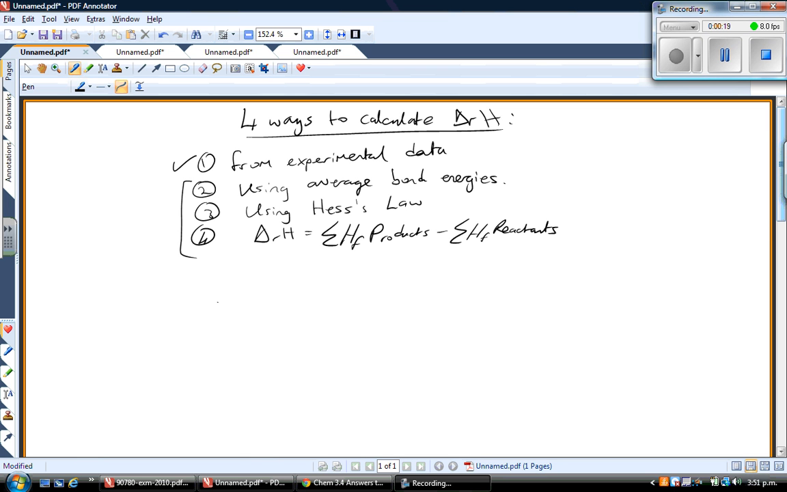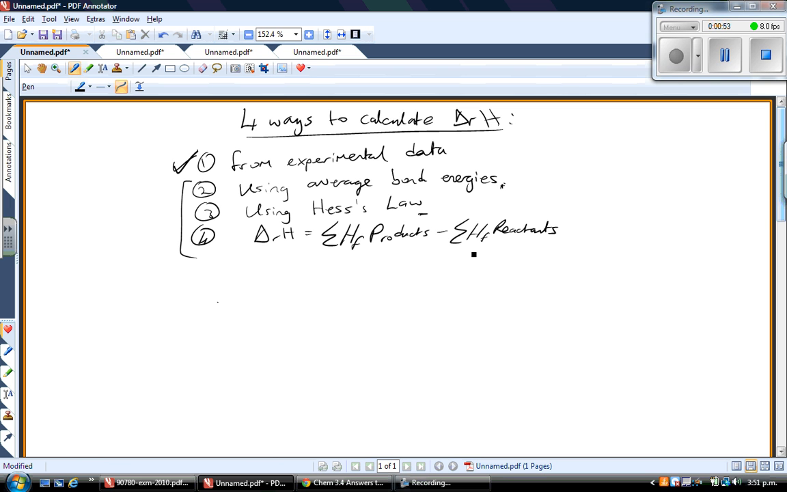Now, we'll assume it was covered well in week 11 in review last week, the first way, which is to calculate the enthalpy for a reaction from experimental data, so that is covered. In this video I'm going to cover using average bond energies, using Hess's law, and then using this formula: the enthalpy for a reaction can be calculated by taking the sum of the enthalpy for the formation of the products and subtracting from that the sum of the enthalpy for the formation of reactants.